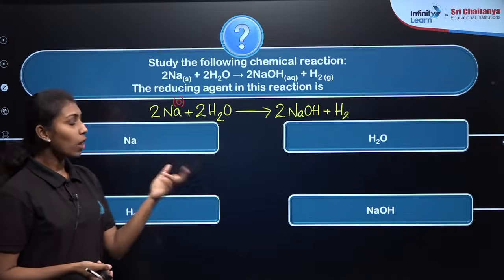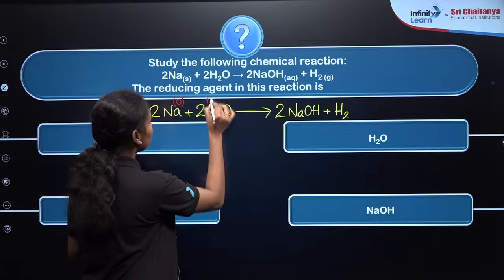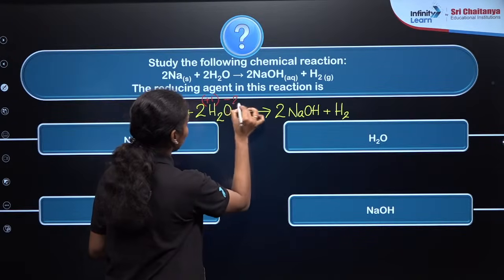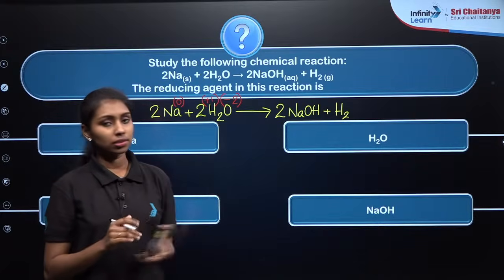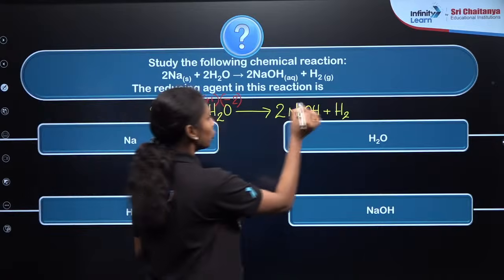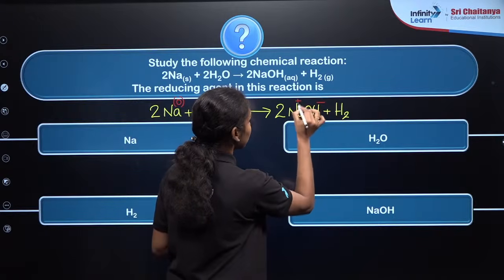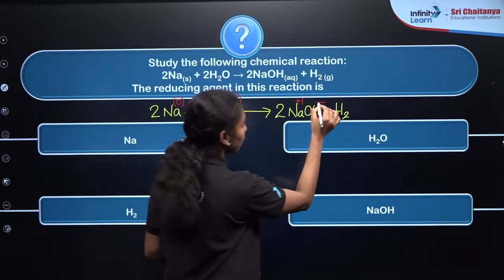Now what about the case of water? Hydrogen and oxygen are present, right? In the case of hydrogen, it is +1, and oxygen in water is -2, as we already know. Then what about the case of NaOH? NaOH, as we already know, is Na+ and OH minus. Sodium is +1 and OH is -1, right?